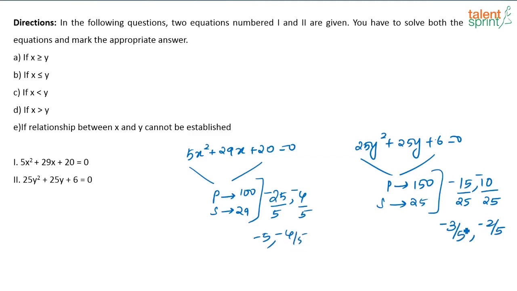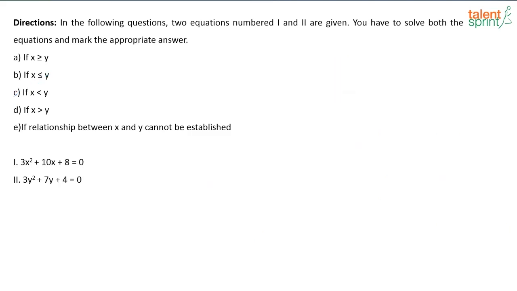So definitely y is greater than x. So what will be your answer? Option C. Yes. The questions on equations this time I felt were very easy, very mark scoring, and the factorization was also quite easy for these questions. So try this one.